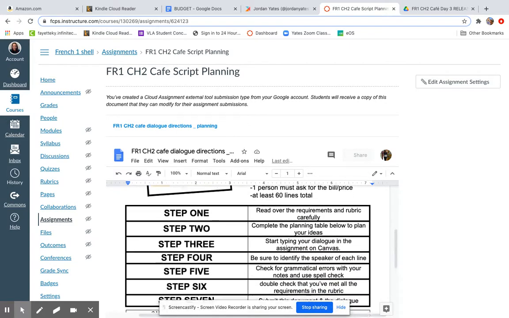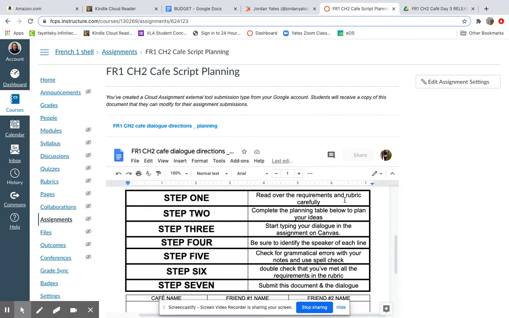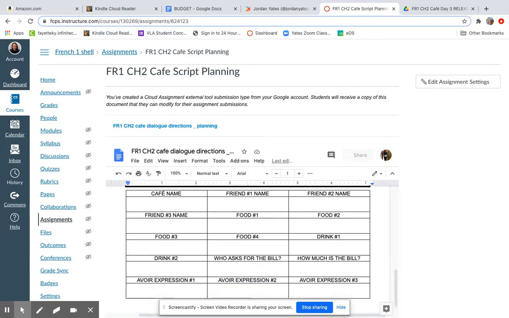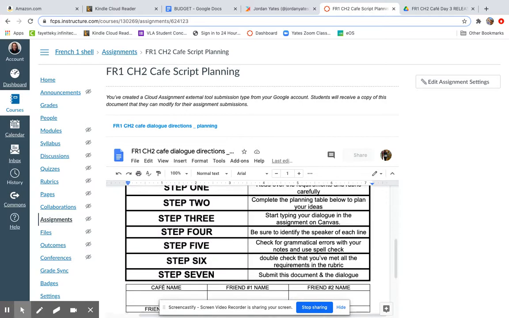Okay, so let's look at our steps for success. Read over these requirements and the rubric carefully. We'll get to the rubric in a second. Complete the planning table below. This is where you're identifying the things that you want to talk about: the name of the cafe, the three friends, the foods and drinks you're going to talk about, which one of these friends is asking for the bill, how much the bill is, and which of those three avoir expressions you are going to incorporate into your script. That is your planning.